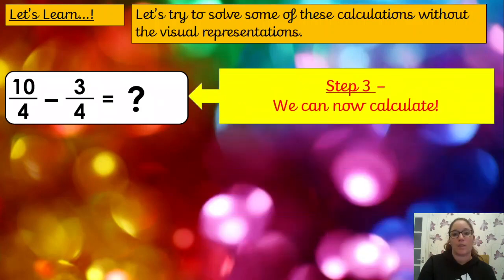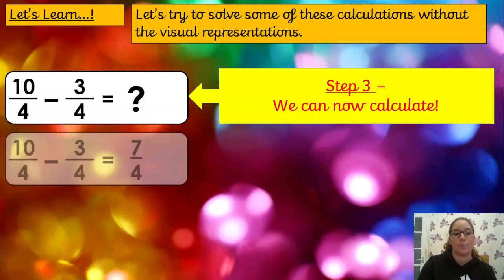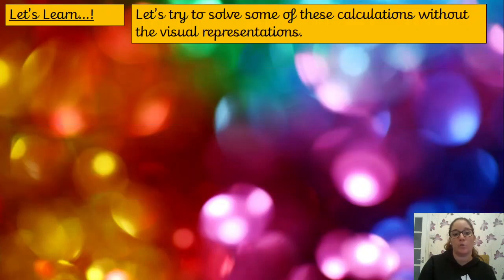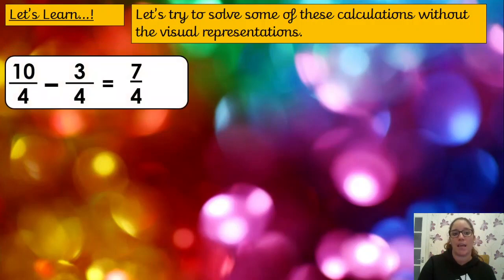Okay, so now step 3, we can calculate it now because the denominators are the same. So we've got 10 over 4, take away 3. So we're just going to subtract along the top. 10 take away 3 is 7. And the 4 still stays the same. 7/4. Now, our last step.